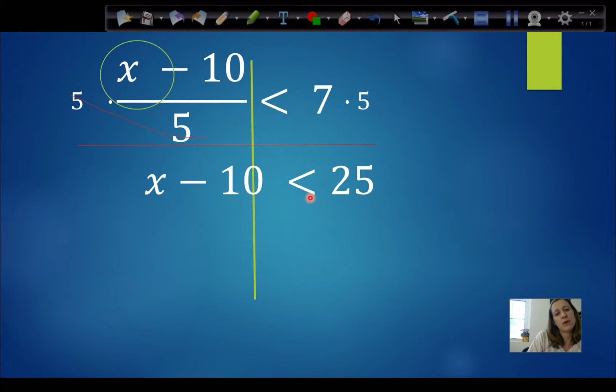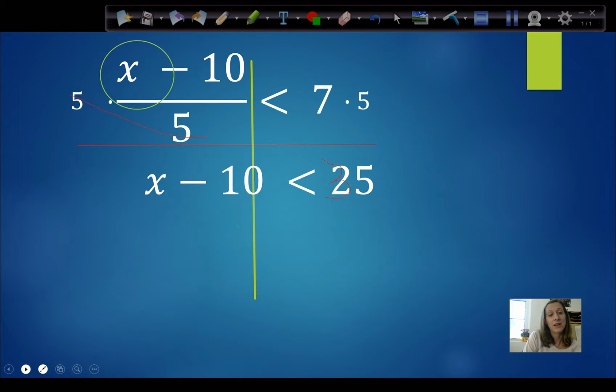I bring down my inequality symbol, and then 7 times 5 is not 25. 7 times 5 is 35. We'll fix that. That's 35. Whew. That means everything else is wrong now, too. See, I even make mistakes on videos.